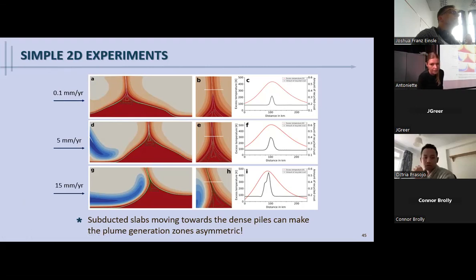So here we see as the slab comes in, it makes the plume generation zone asymmetric. So the plume here rises from the edge of the reservoir. And if we look at the cross-section, the point of the highest temperature is further towards the left here compared to this point here of the highest amount of material entrained from the reservoir. So this idea seems to make a difference. The subducted slabs do make this process more asymmetric.